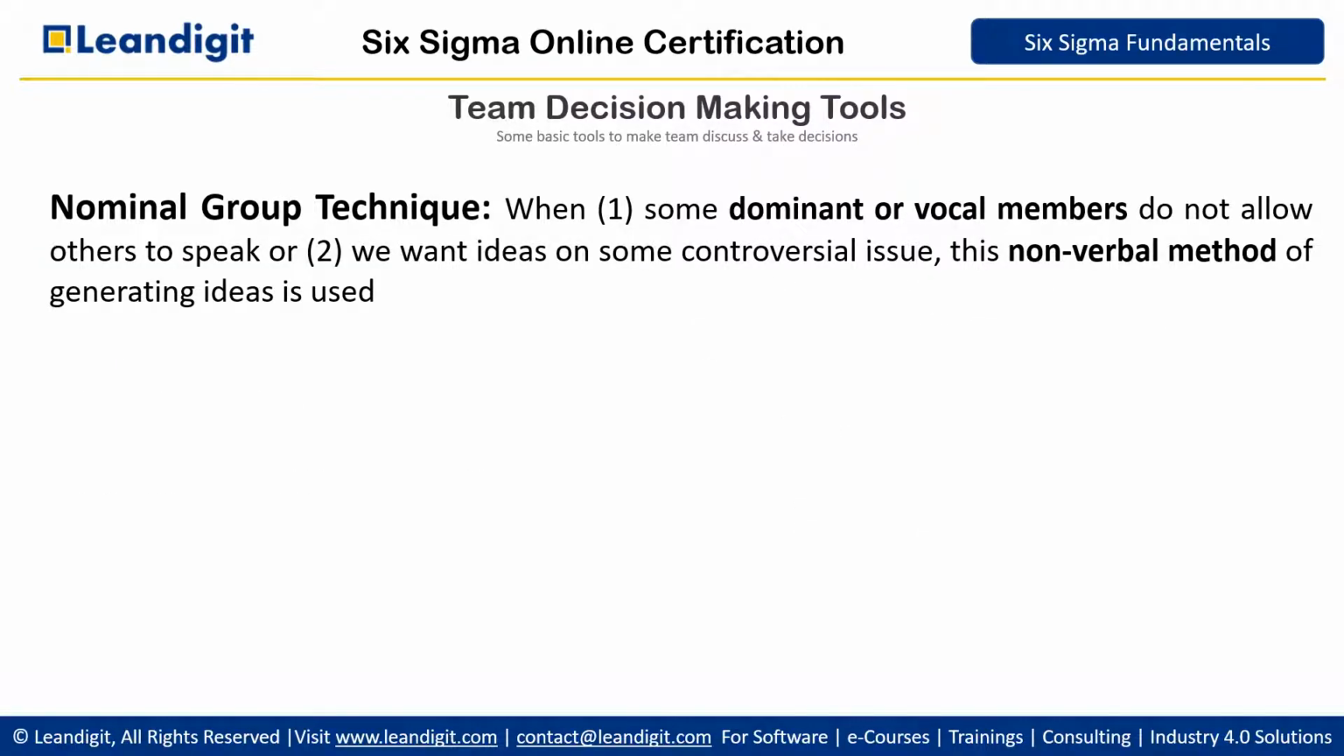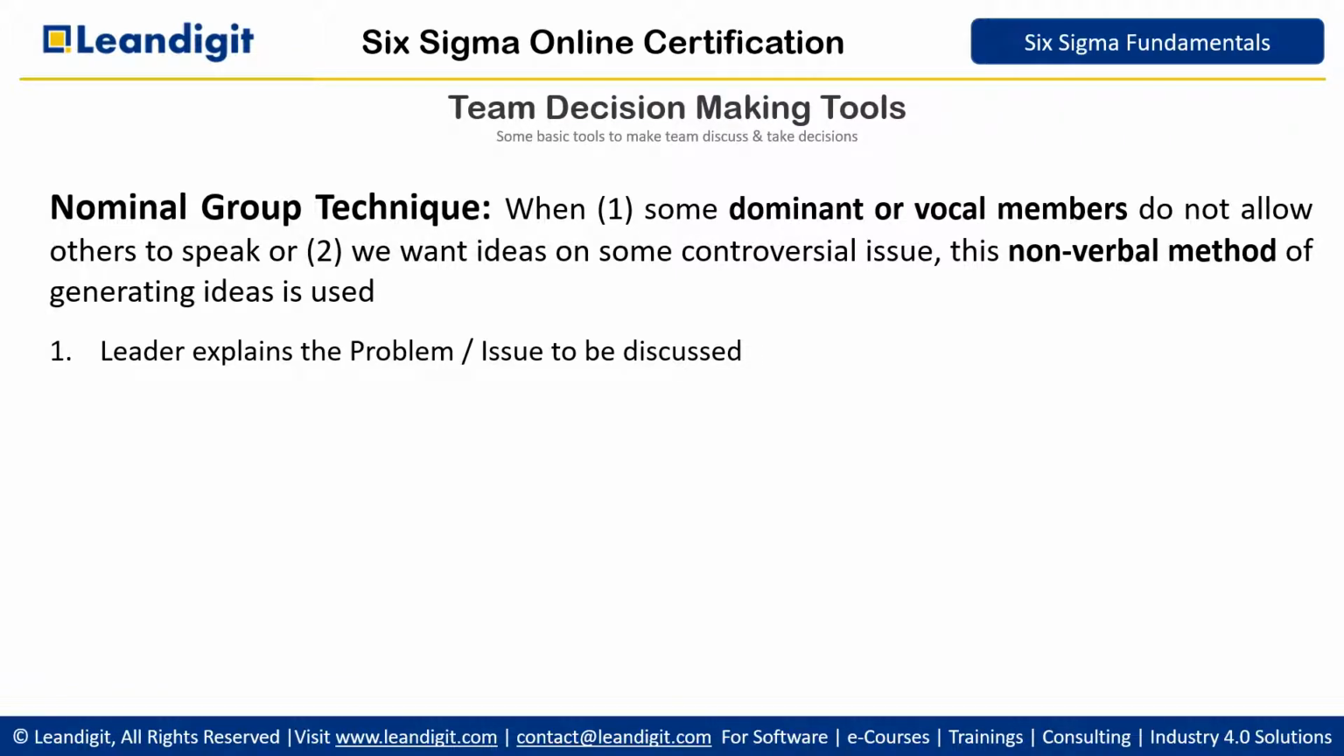When we have many dominant and vocal members in the team, who do not allow others to speak, our typical brainstorming fails. Also, when we want ideas on controversial issues like sexual abuse or misbehavior of a senior management person, a non-verbal method becomes better for generating ideas, and this non-verbal method is called the nominal group technique.